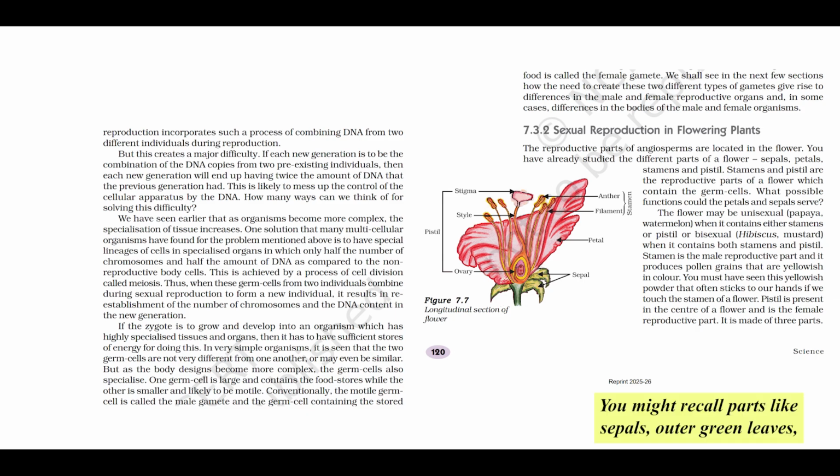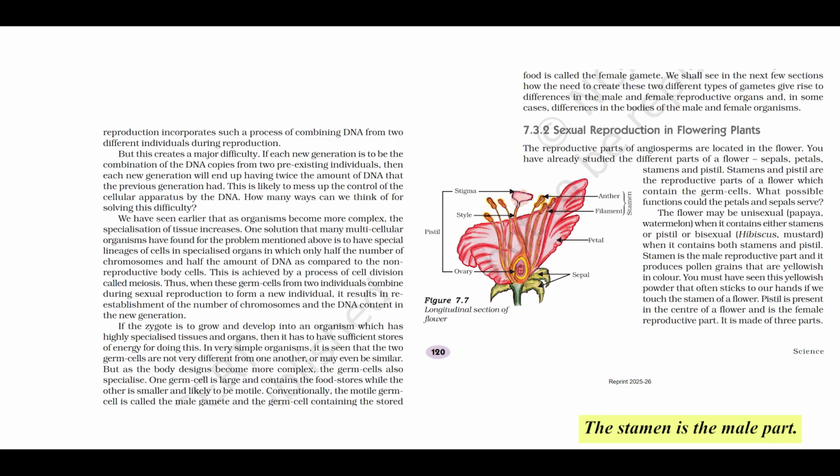You might recall parts like sepals, outer green leaves protecting the bud, and petals, often colorful to attract pollinators. But the crucial reproductive parts are the stamens, male, and the pistil, female, which contain the germ cells. Stamen is male, pistil is female. Right. Correct. Let's look closer.